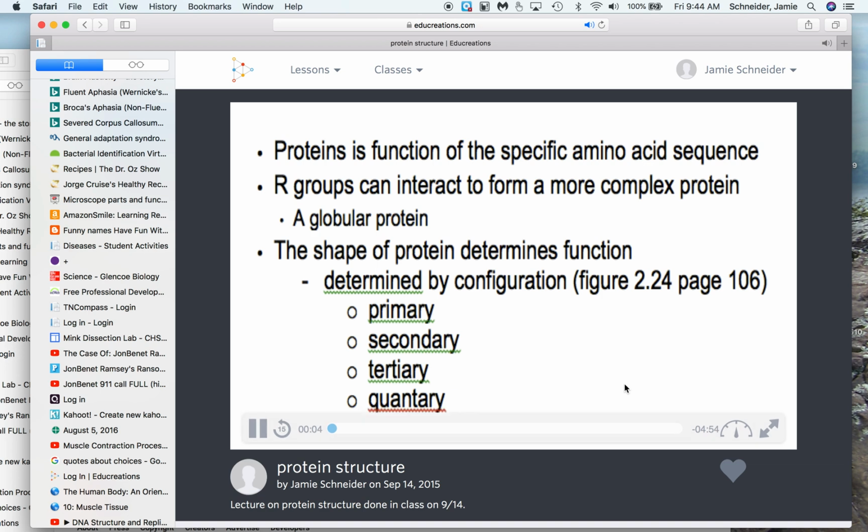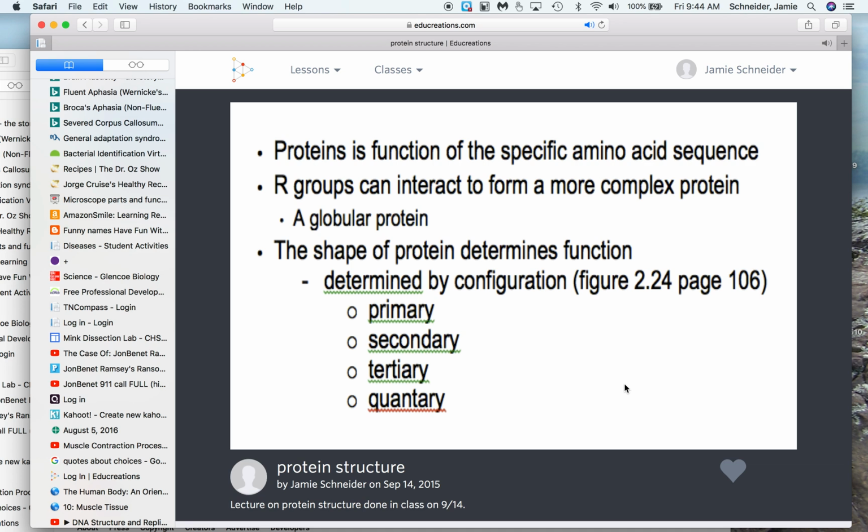This lesson is about protein structure, okay? Proteins, remember, have amino acids that build them. It's just like letters that build words. So we're going to learn how these amino acids come in to form specific proteins.